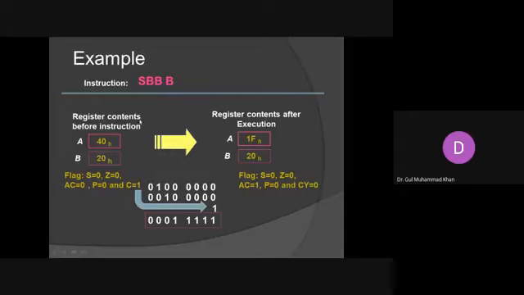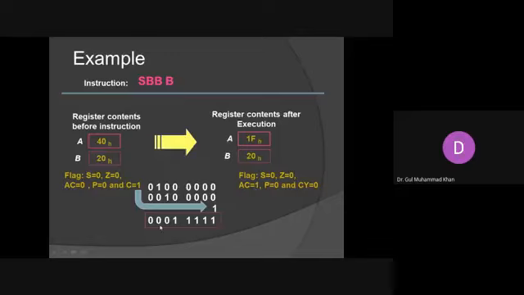Let me repeat this whole thing again. SBB B means subtract the contents of register B and the carry from the accumulator. Once this instruction is executed, the values of B and C are subtracted and you get this result, which is equivalent to 1FH. Then compare what flags are affected. This bit is 0, so S is 0. The result is non-zero, so Z is 0. Auxiliary carry: was there any borrow from the higher digit to the lower digit? Yes, there was. So the value of AC is 1.